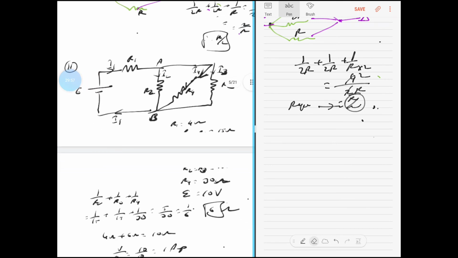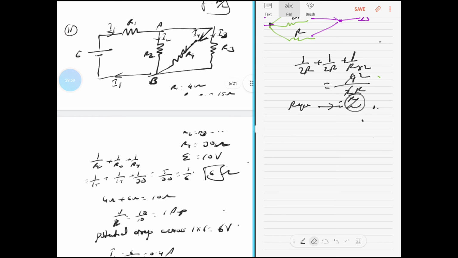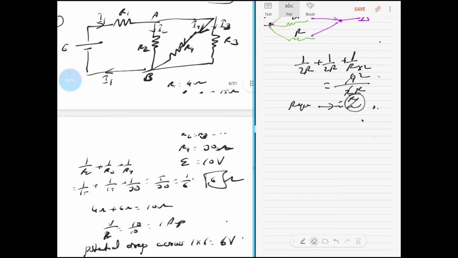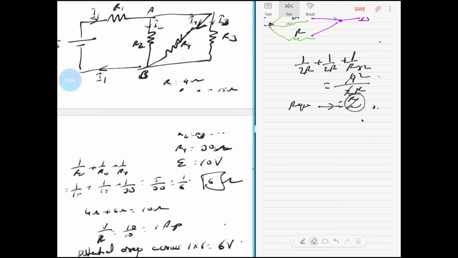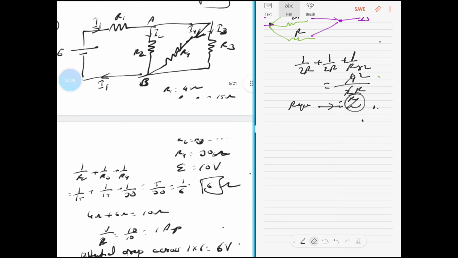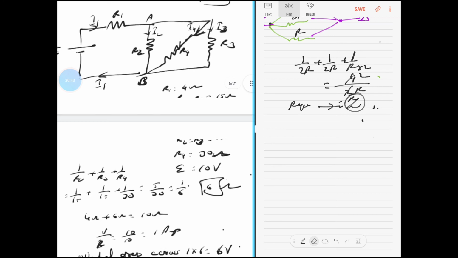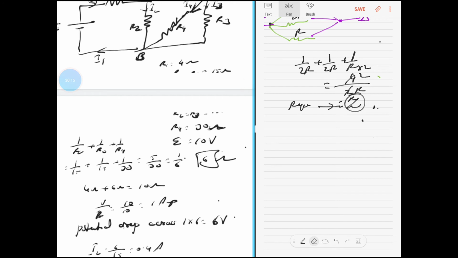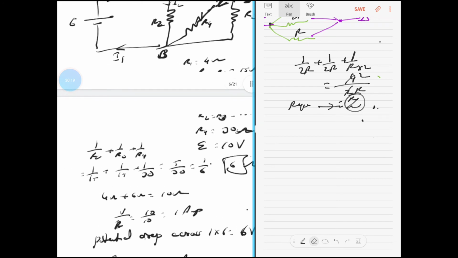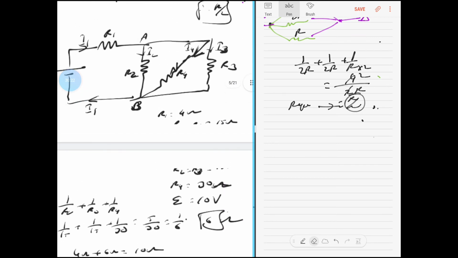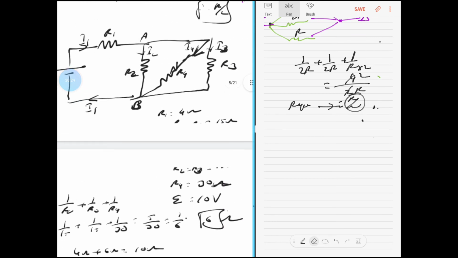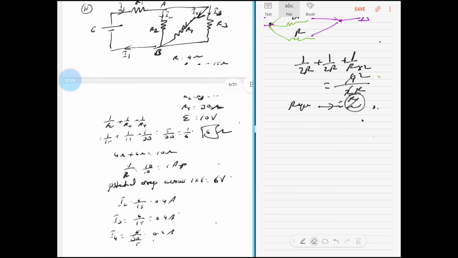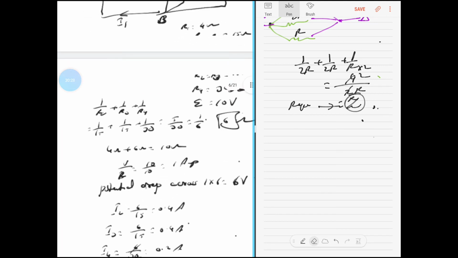So 1 by R2 plus 1 by R3 plus 1 by R4, and all the values have been given. It's got cut off here, but you can understand that R1 is 4 ohms, R2 is equal to R3 is equal to 15 ohms, and R4 is equal to 30 ohms. So substituting these values, we get the equivalent resistance in parallel to be 6 ohms. That with R1, which is 4 ohms, is in series. So therefore it's 10 ohms.